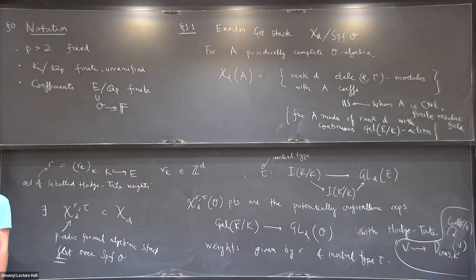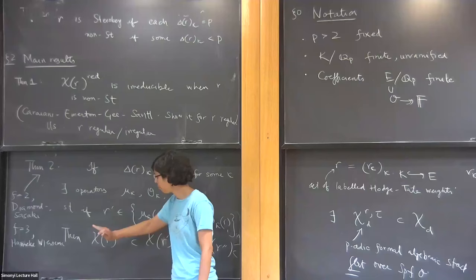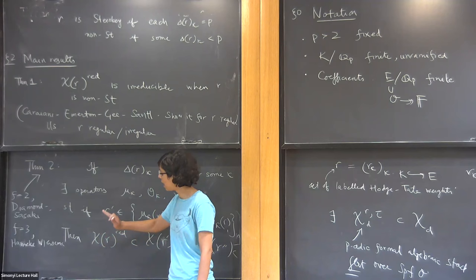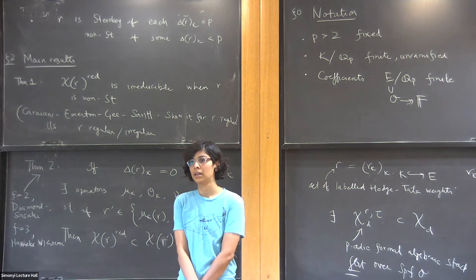So this is, once again, the reduced closure of mod P representations that admit crystalline lifts with Hodge-Tate weights R. But you cannot describe it on its functor of points after taking reduced points, correct? I mean.